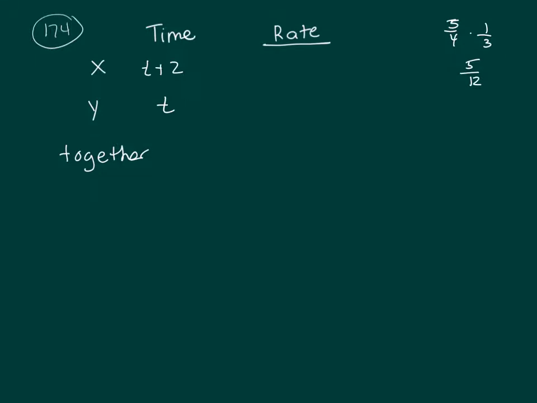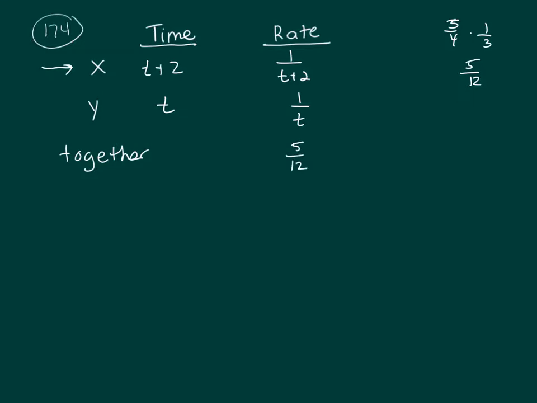So, if I want to represent machine X working with somebody else, you always take his time and you take the reciprocal of it. So this would be 1/(T plus 2). And machine Y's time would be 1/T. And we've already got this rate for working together, but we've divided it by 3 to make it a daily rate. So that's going to be 5/12.